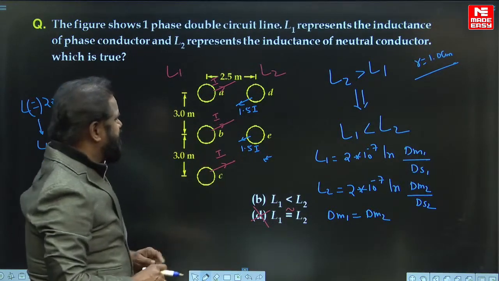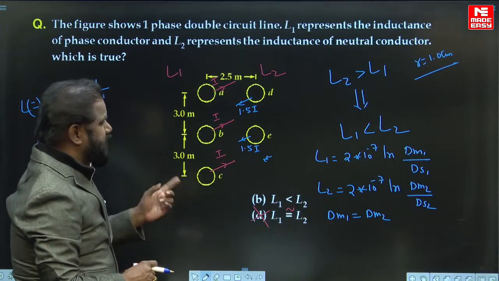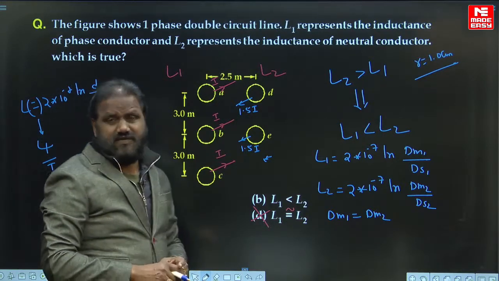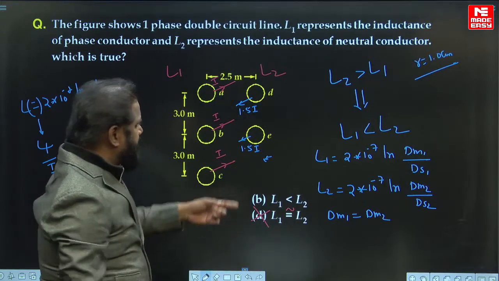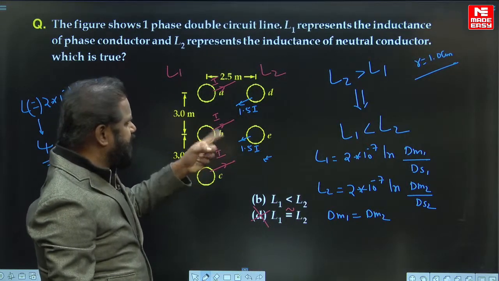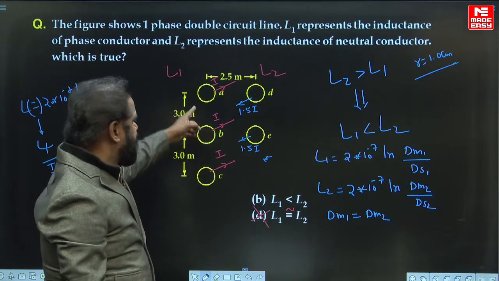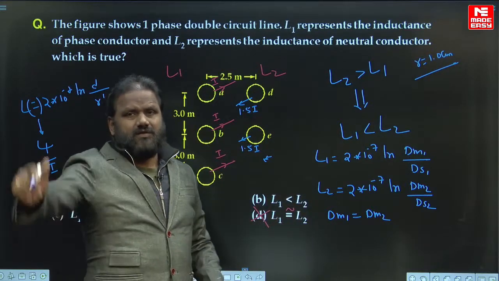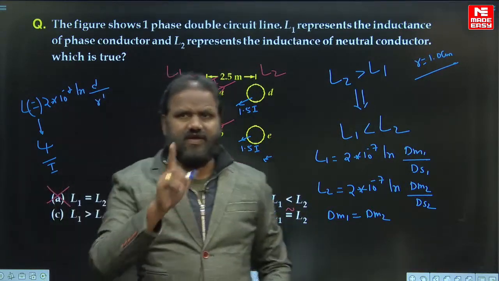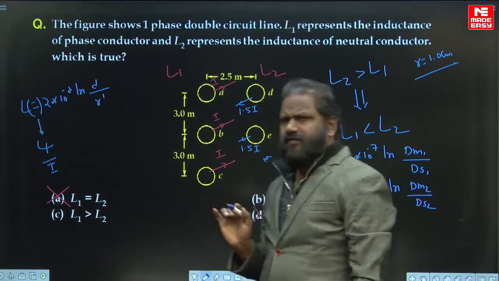As they are different, you need to make a separate calculation for ds1 and ds2, while dm1 is common, dm1 equal to dm2. If you make the evaluation like this, you will definitely find that the inductance of the phase conductor is less than that of the neutral conductor. To justify that fully, it will take 10 to 15 minutes.